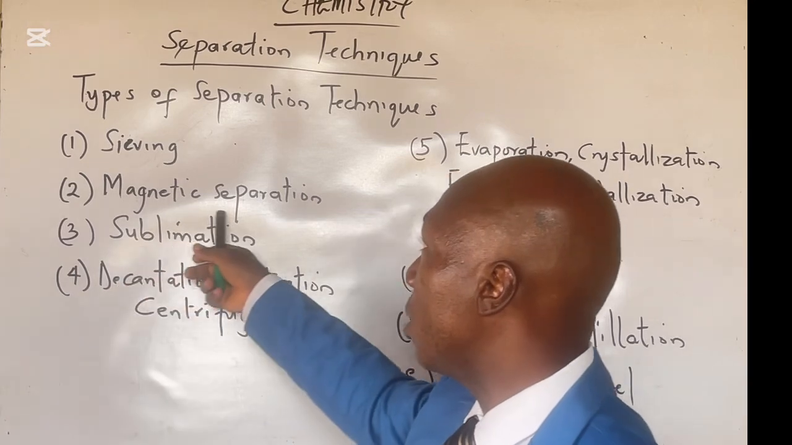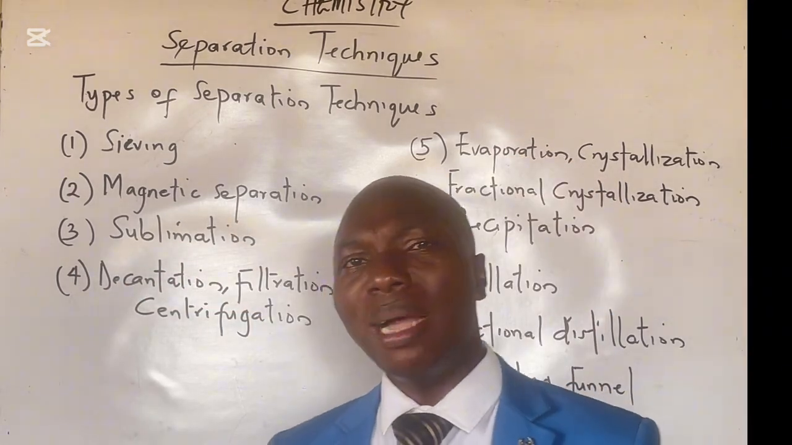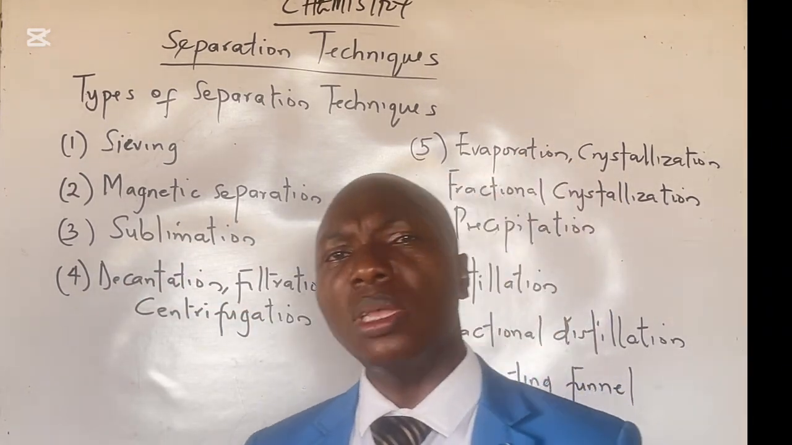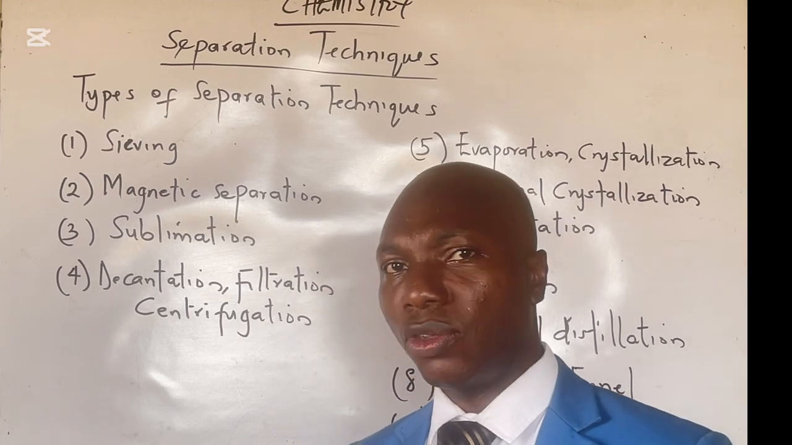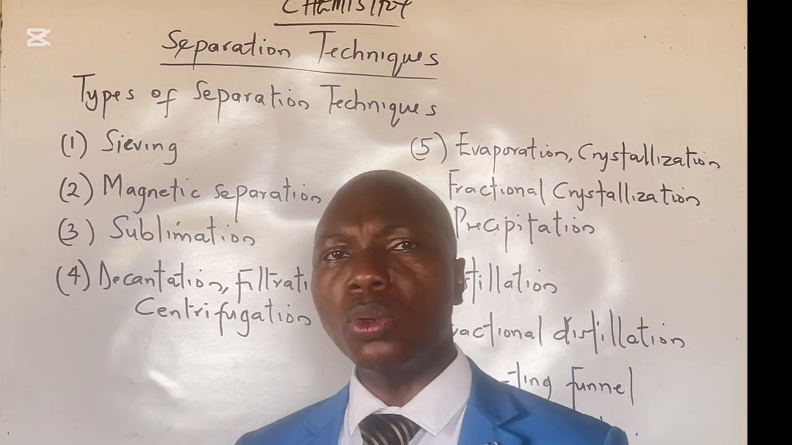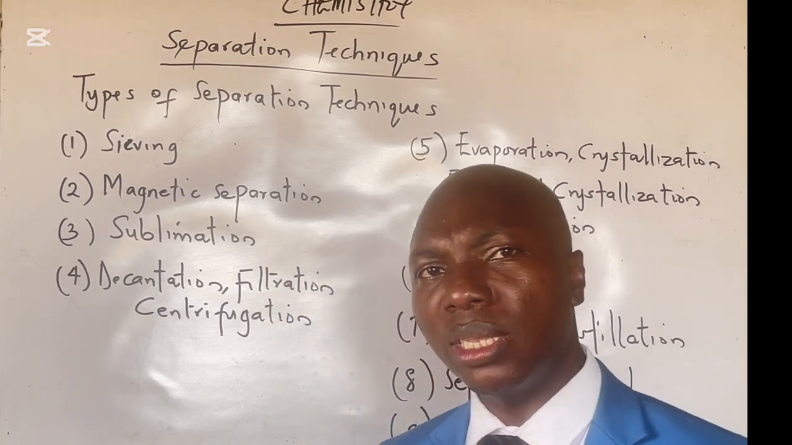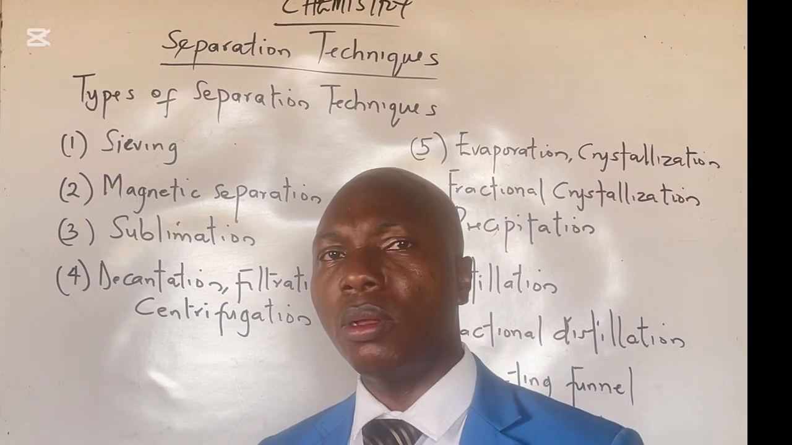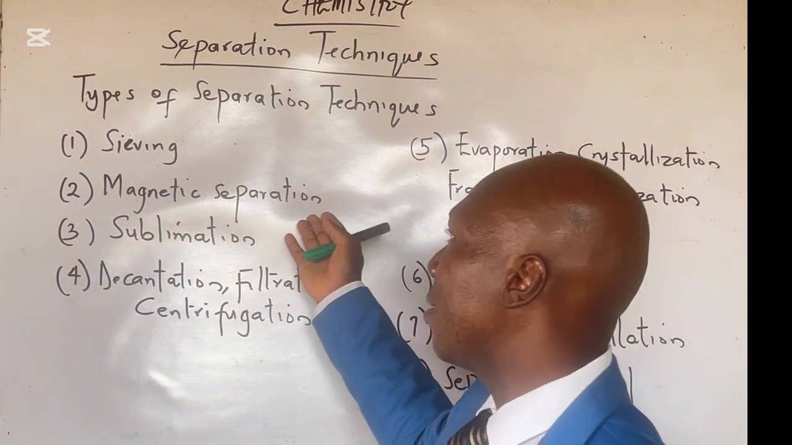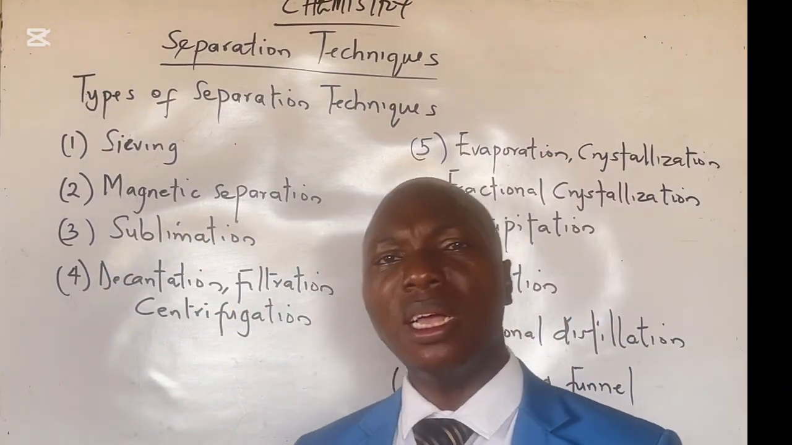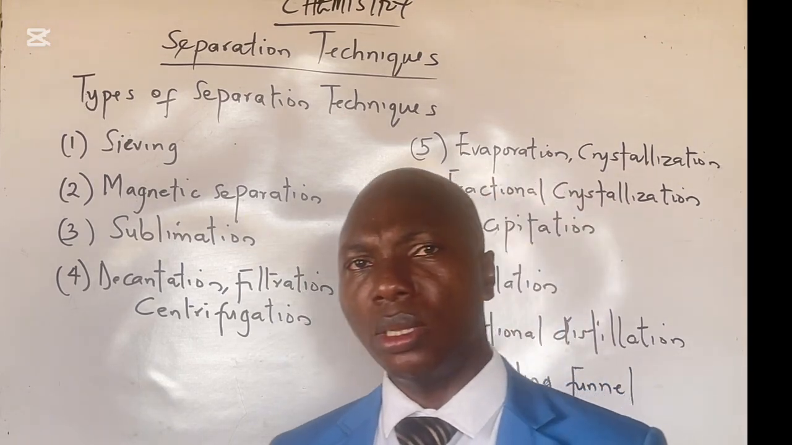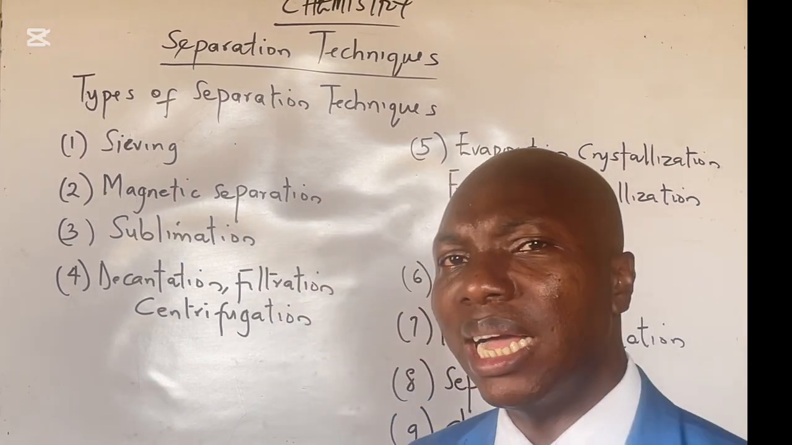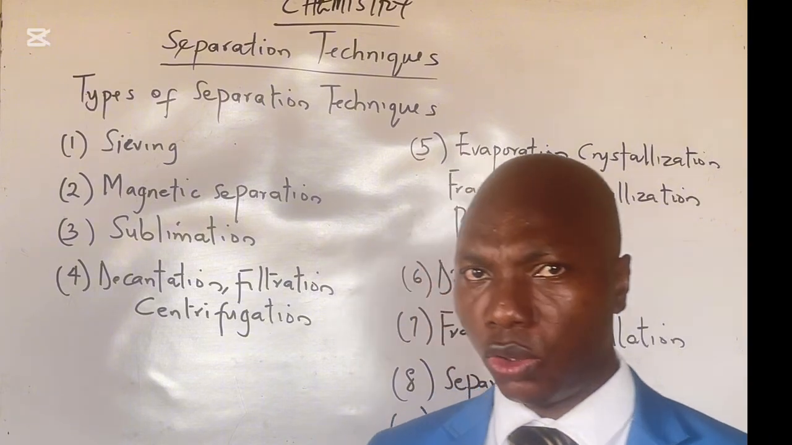The second one is magnetic separation. Magnetic separation is used to separate magnetic materials. For example, you want to separate magnetic impurities from tin hull. So you can use magnetic separation. The next one is sublimation. This sublimation is common in our SSCE and WAEC questions.